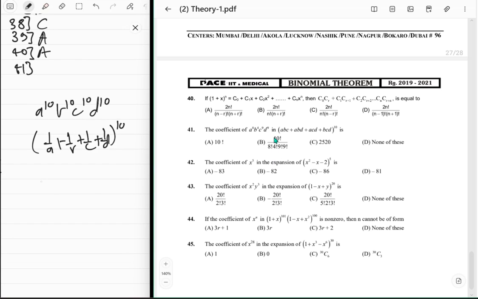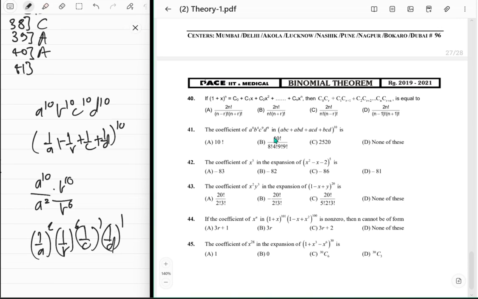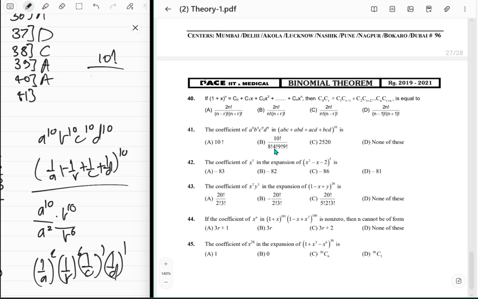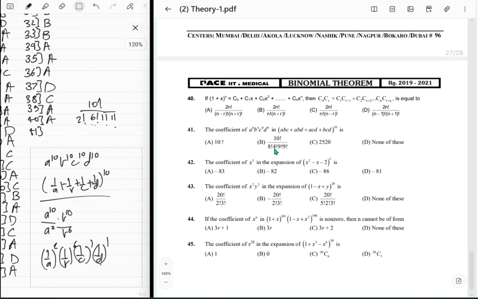It is like A power 10 upon A squared, and you got B power 10 upon B power 6. So basically we are looking for 1 upon A power. This coefficient will be the same as the coefficient of 1 upon A squared, 1 upon B power 6, 1 upon C power 1, and 1 upon D power 1 in the expansion of this thing. Exactly. So that will just be the multinomial coefficient, 10 factorial upon 2 factorial, 6 factorial, 1 factorial, 1 factorial, right? That should do it. Now these should add up to 10, and that should happen, otherwise it's really not correct.